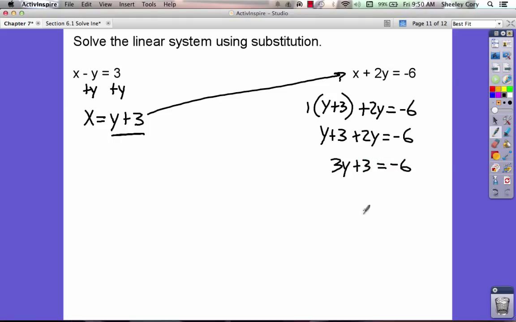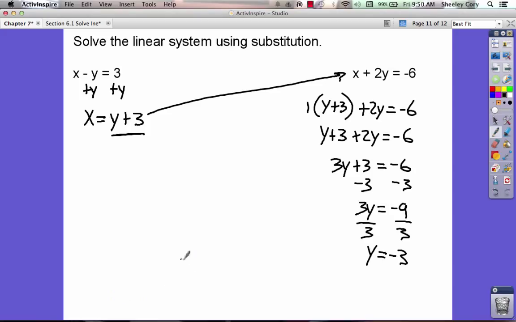Then we can solve for y now. Minus 3, that's 3y equals negative 9. And divide by 3. So y equals negative 3. So the y value here equals negative 3. Let's check to see what x is. We can plug this into any equation, either this one or this one. It doesn't matter. Let's go ahead and plug it back into this original equation here.